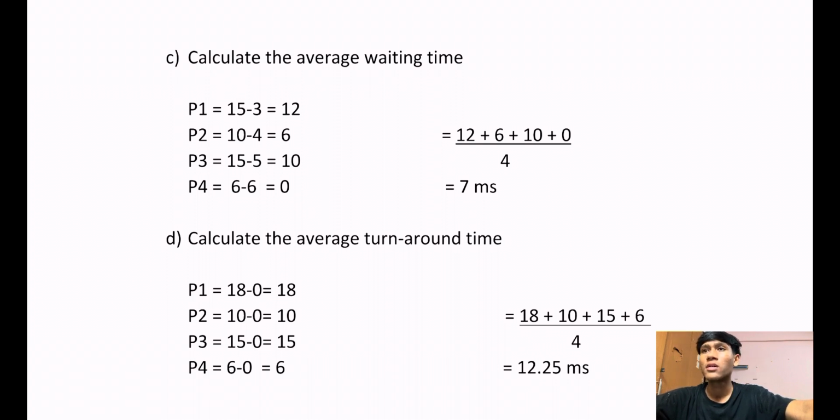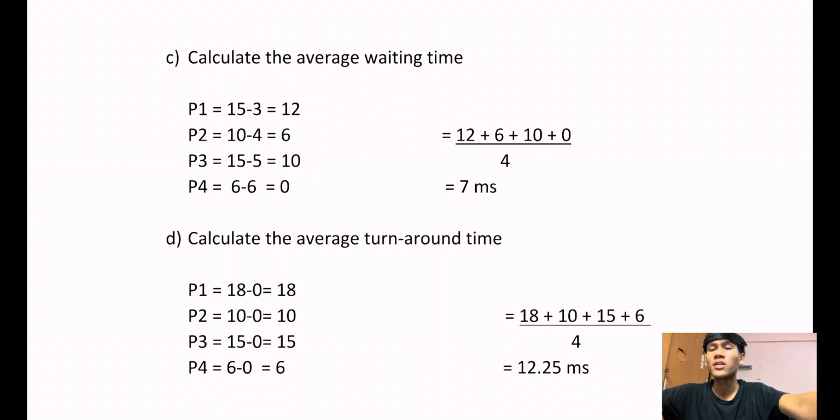And the conclusion, 12 plus 6 plus 10 plus 0 per 4 equal 7 millisecond. That's the answer for average waiting time. And D, calculate the average turnaround time.